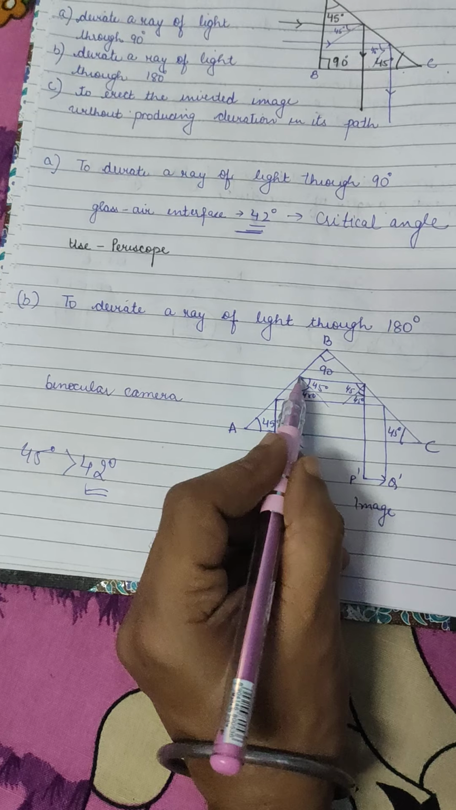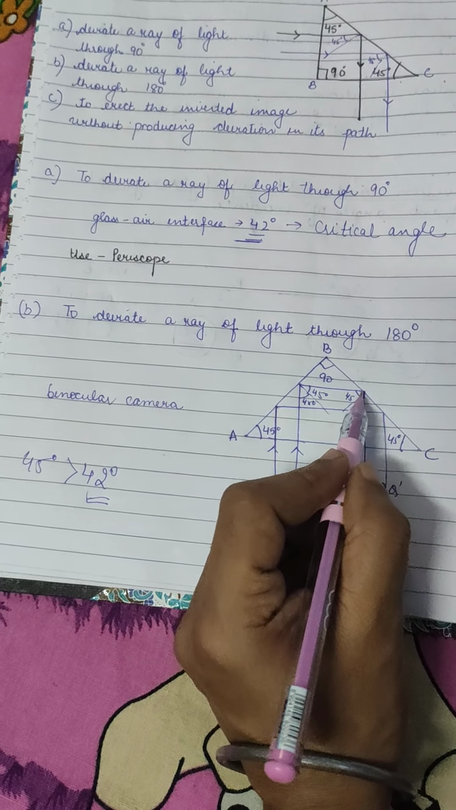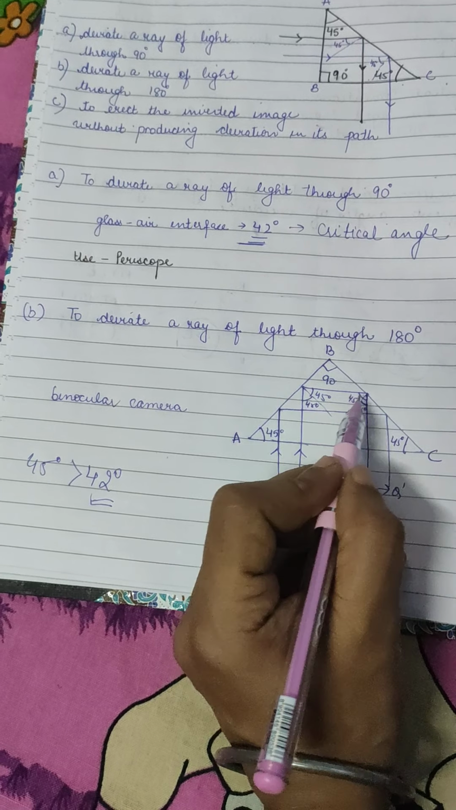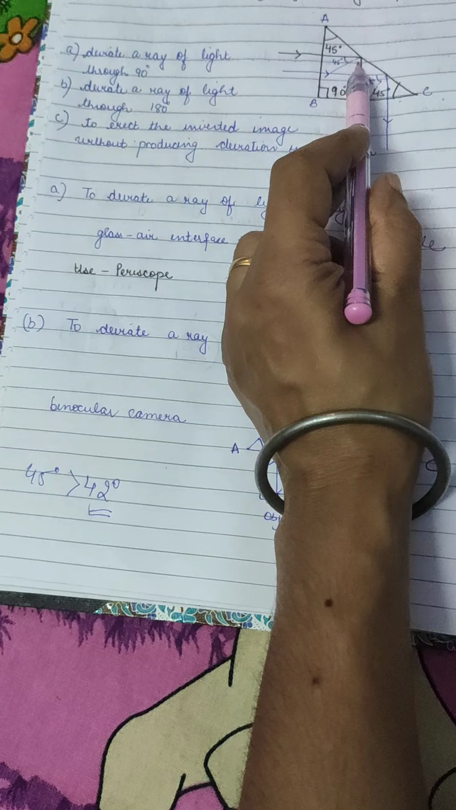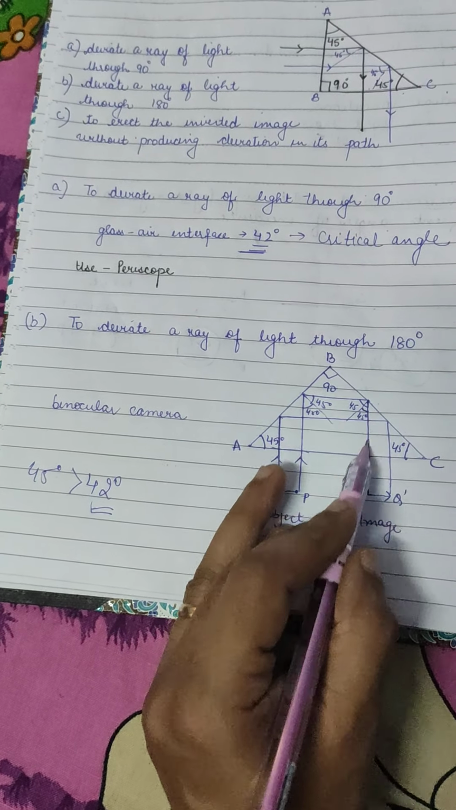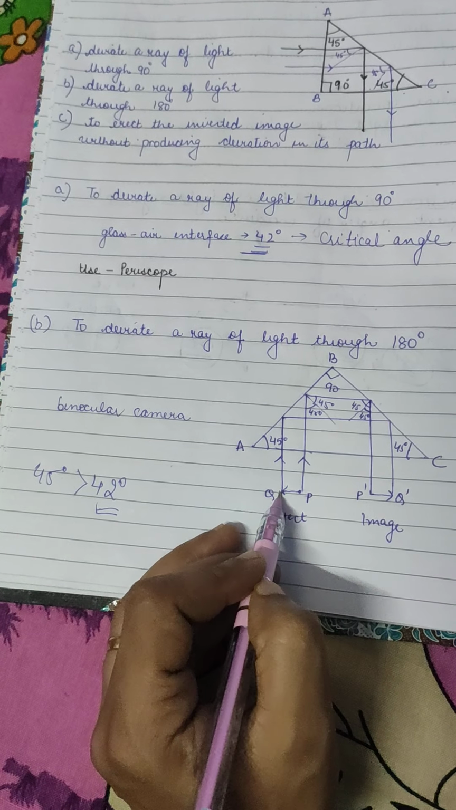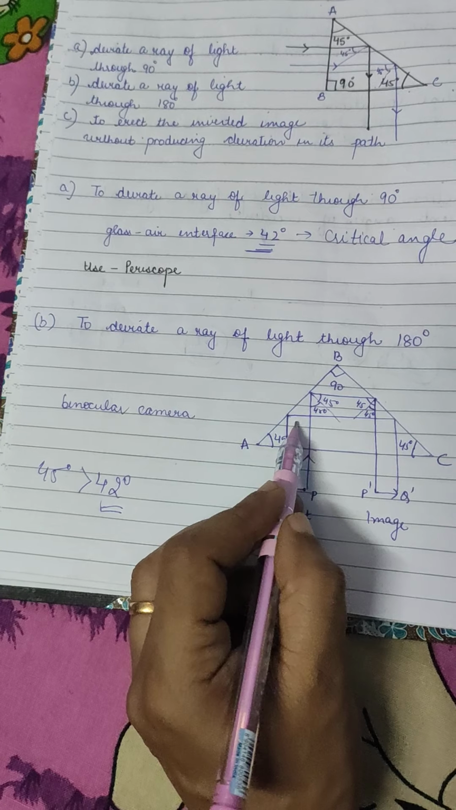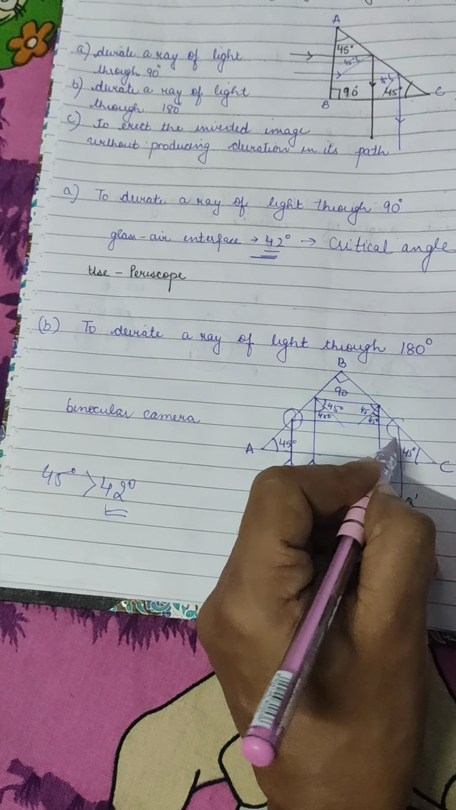Total internal reflection occurs at this point, and again total internal reflection occurs at this point. It is occurring at 2 points. Here a single object ray is reflected at 2 points, and similarly when we take the rays from the point Q, again one reflection occurs here and another reflection occurs here.